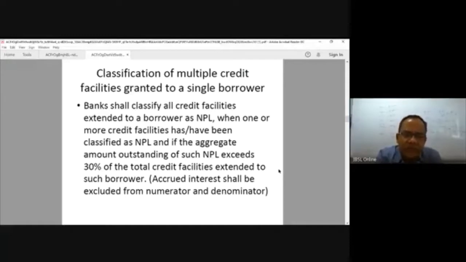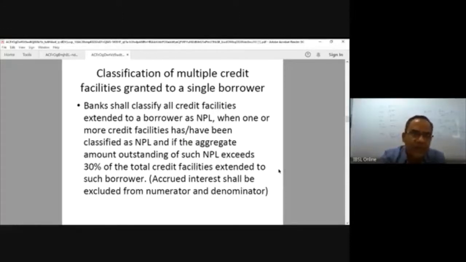Now, this is one other important provision in the central bank's guidelines. Say you have given a composite facility which involves many credits: overdraft, import demand loan, packing credit loan, pre-shipment loan, so you have so many advances given to the customer. Now, out of the many facilities given to the customer, let us say the overdrafts are okay, running within the limit, no problem.